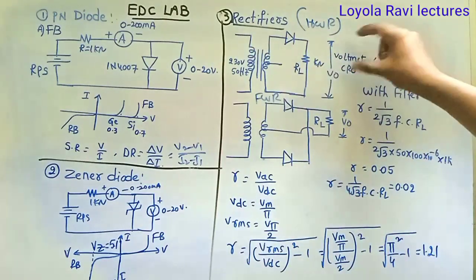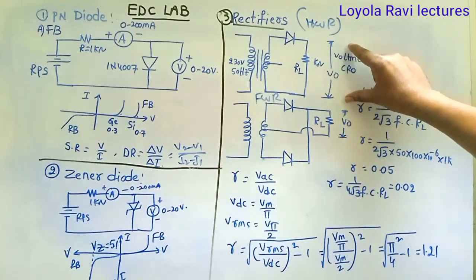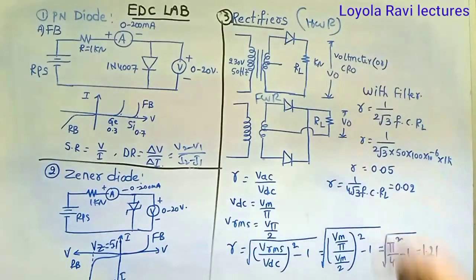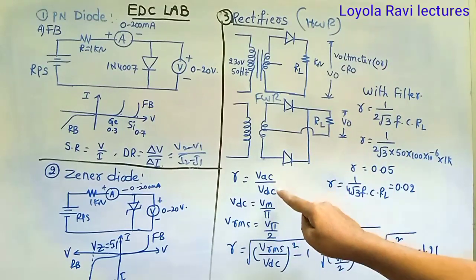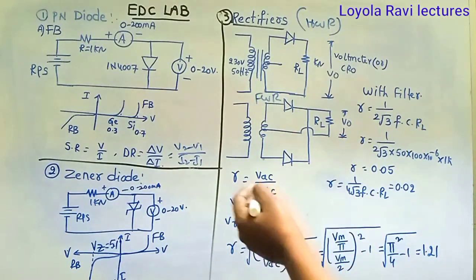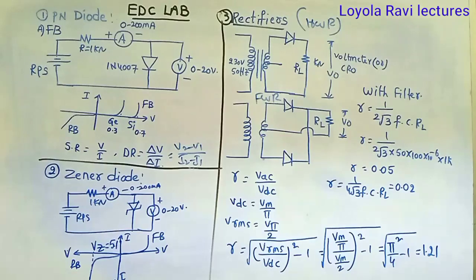After connecting this, here you may find in the voltmeter VAC mode and DC mode. Keep the voltmeter in AC mode, then find out VAC. Keep the voltmeter in DC mode, find out VDC. VAC by VDC you will get. This is the ripple factor formula. Theoretically, the ripple factor formula is square root of (Vrms by VDC) whole square minus 1.